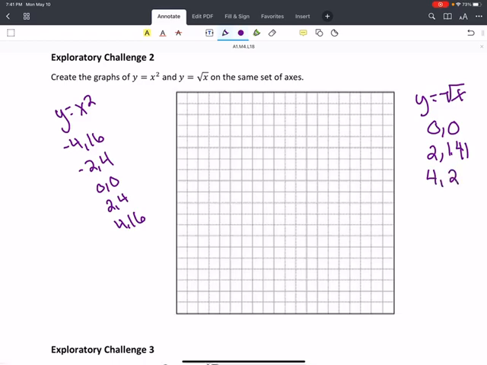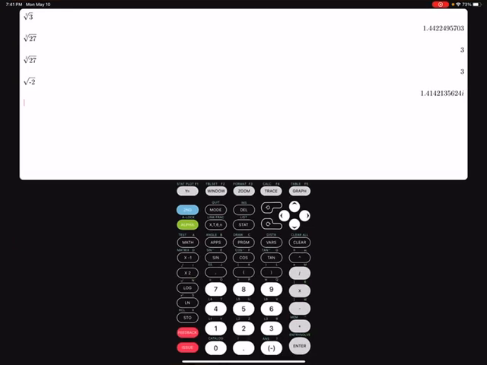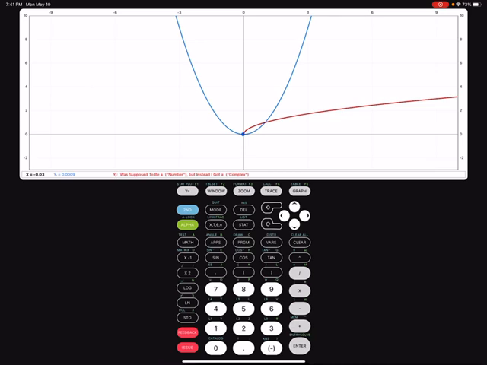We could do that, or we could use technology as an aid, and we can go graph these on the graphing calculator, which is what I'm going to do. So if you go to y equals, in y sub 1 I have put x squared, and y sub 2 I have put the square root of x. Remember, square root is right above the x squared key. And then when I go to graph those, this is what it looks like.